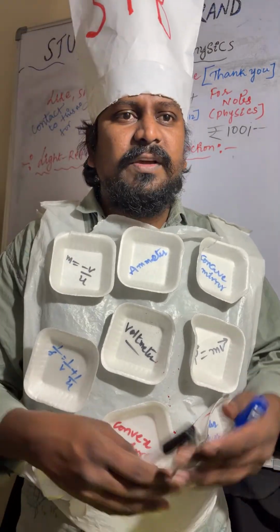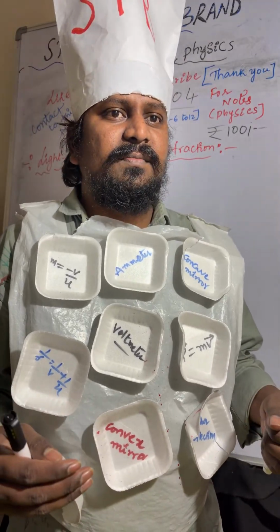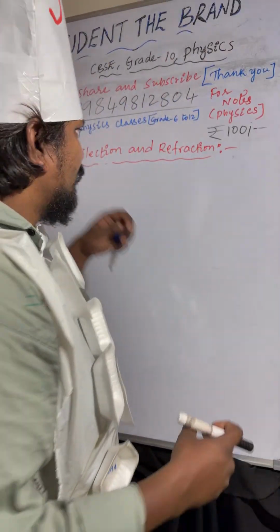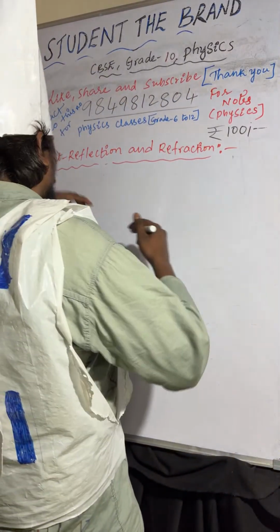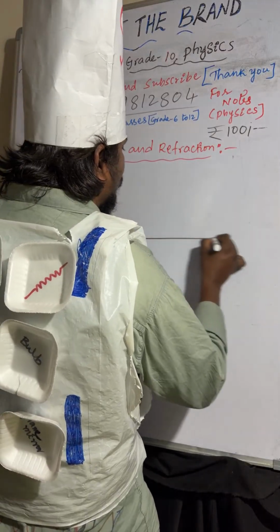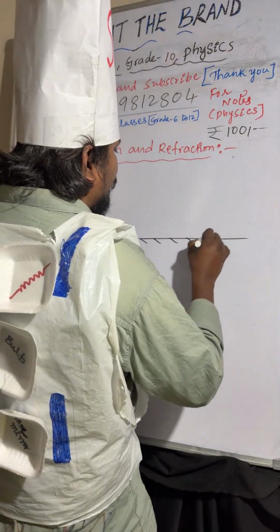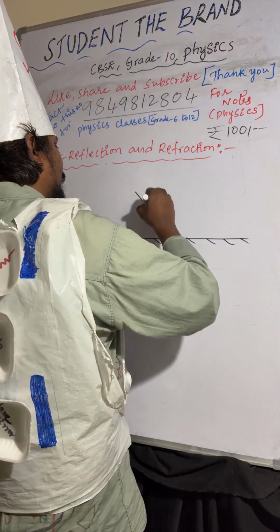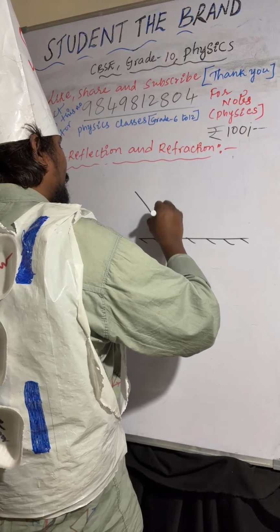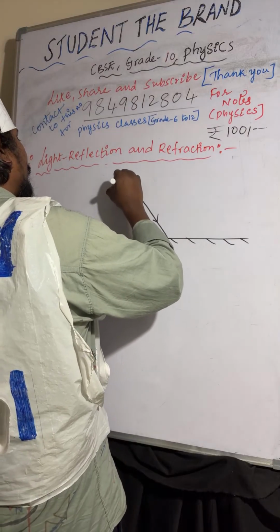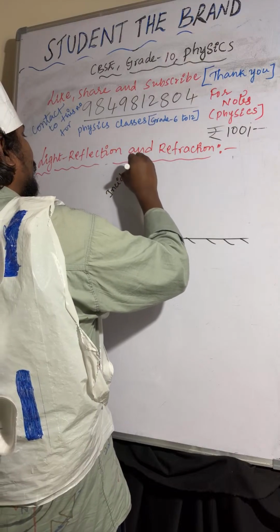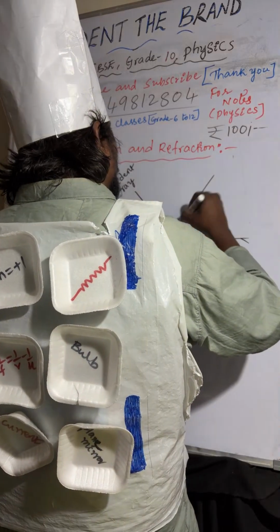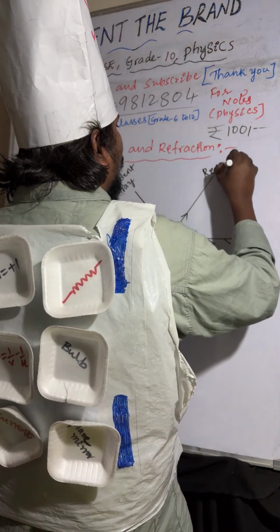Light is a form of energy which gives the sensation of sight. Here you can see, I'm taking this incident ray and this plane mirror. The light ray which is incident on the surface is called the incident ray. And the light ray which is reflecting back is called the reflected ray.